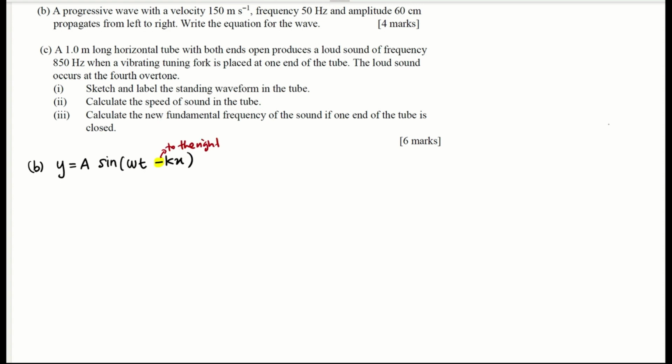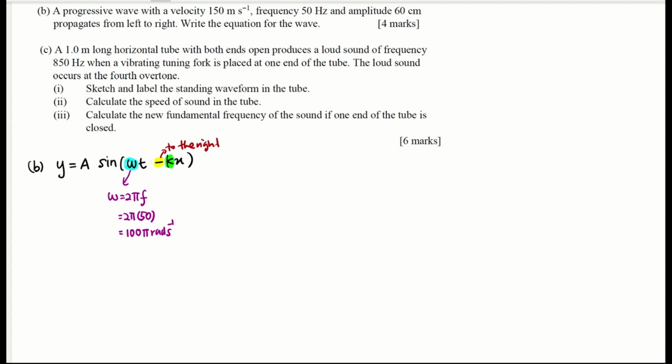And then in order to write the equation, make sure you know how to calculate omega. And we must find first what is k as well. Alright, so omega is equal to 2 pi f. So frequency tu dia dah bagi kan. So omega is equal to 2 pi f, which is 2 pi over 50. So the answer is 100 pi radian per second.